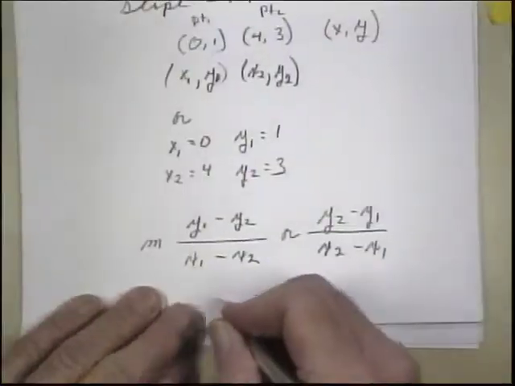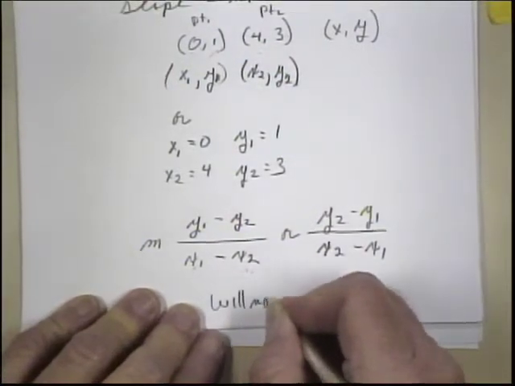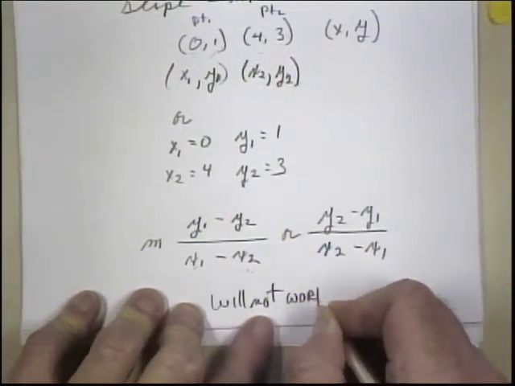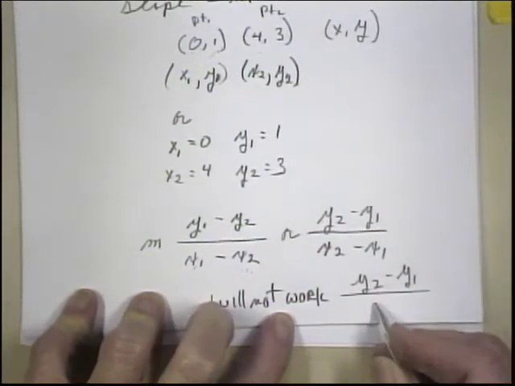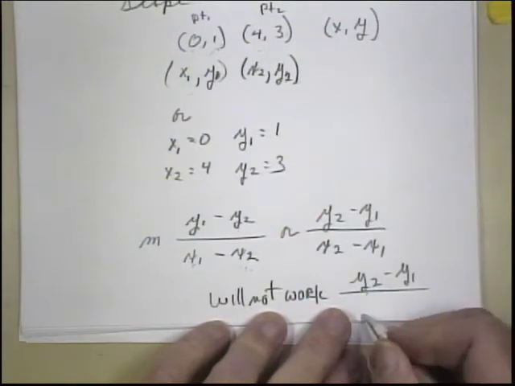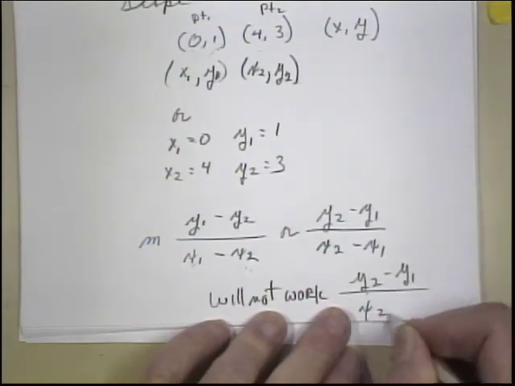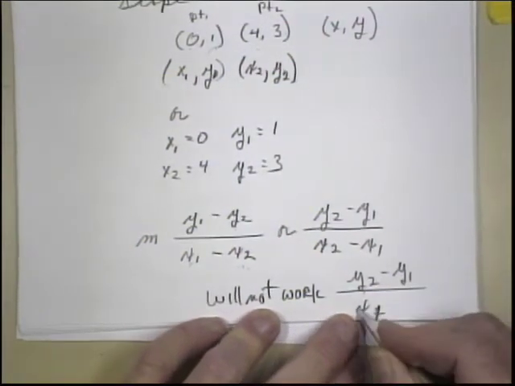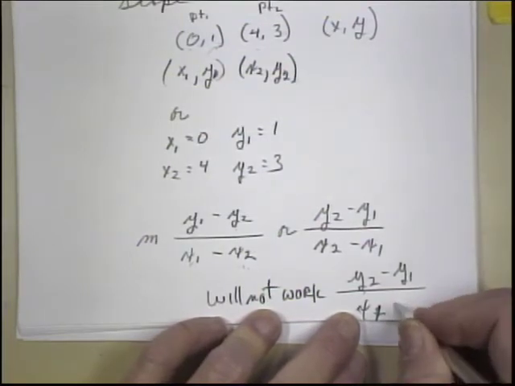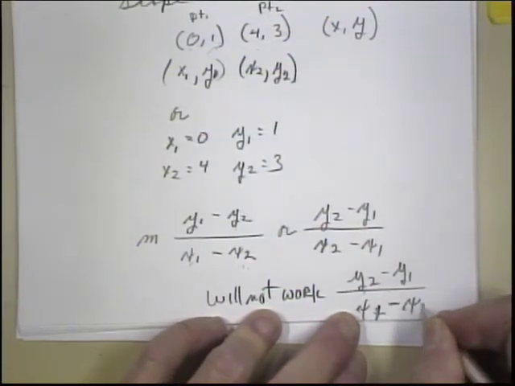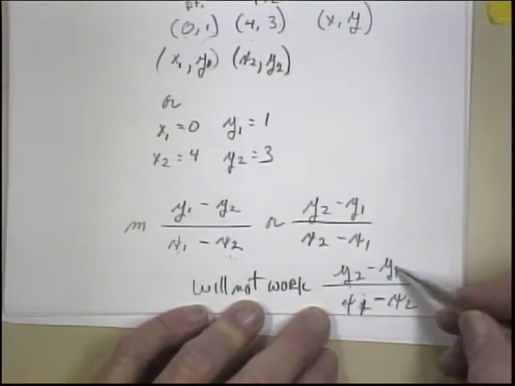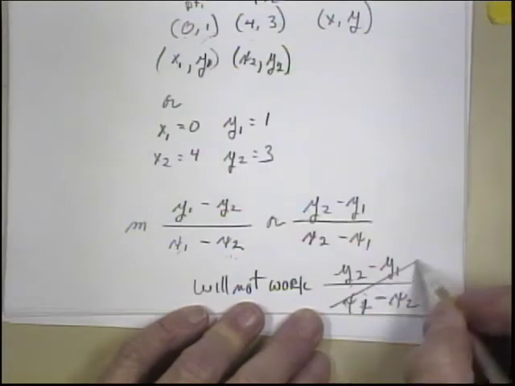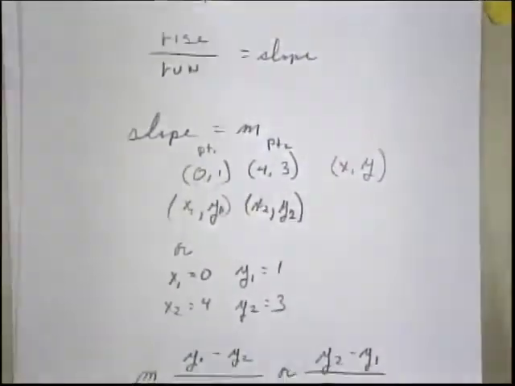In other words, this will not work: if you subtract point 1 from point 2 for y, you can't subtract x from point 2 from x from point 1. You have to subtract the 2 from the 2 and the 1 from the 1. This will not work. You'll get a wrong answer. Don't do it that way.